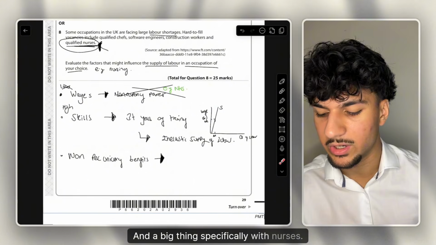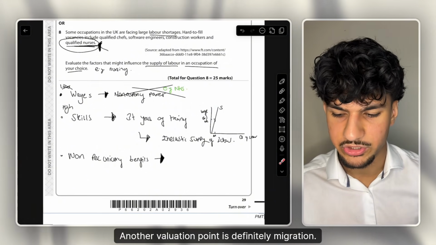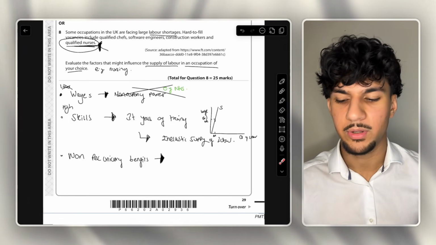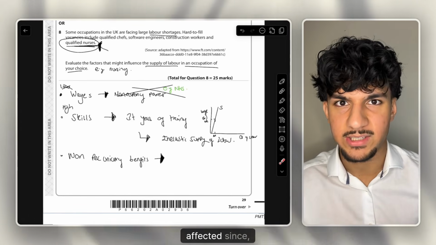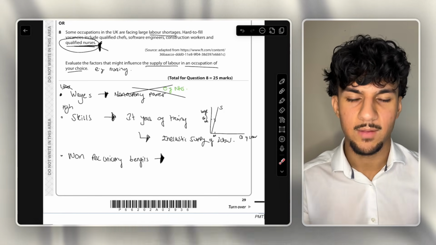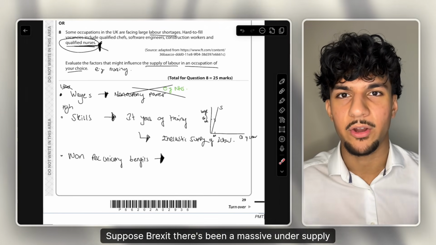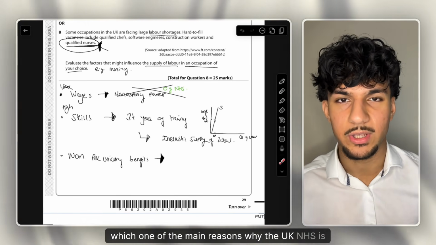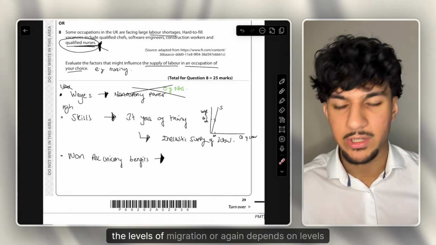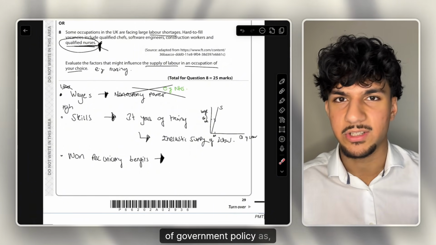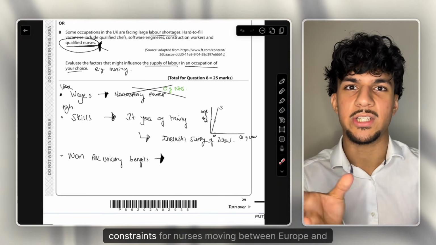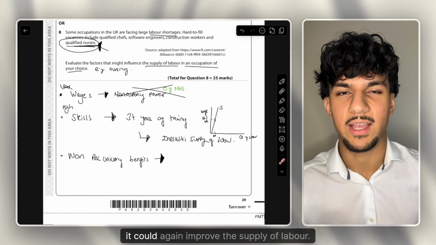And a big thing specifically with nurses, another evaluation point, is definitely migration. There's a massive percentage of nurses that used to come into the UK from Europe. So post-Brexit, that has obviously been massively affected, since the laws and the regulations with workers moving between Europe and the UK have changed massively. So post-Brexit, there's been a massive undersupply of nurses from Europe, which is one of the main reasons why the UK NHS is struggling with the undersupply of nurses. So you could say in evaluation, this depends on the levels of migration, or again, depends on levels of government policy, as if they alleviate the policies, maybe reduce the regulation or alleviate the constraints for nurses moving between Europe and the UK, it could again improve the supply of labour.